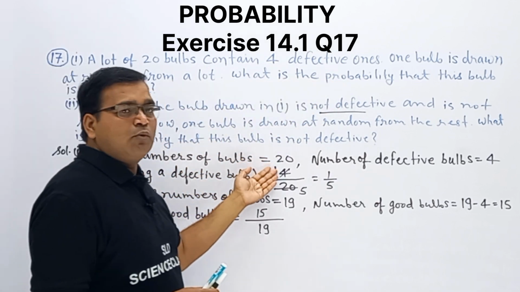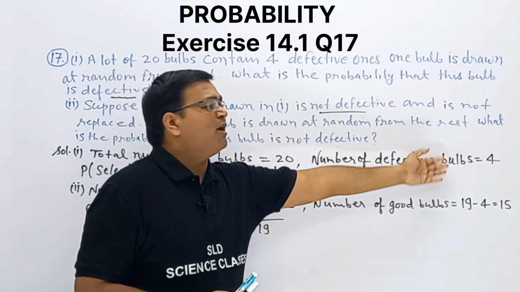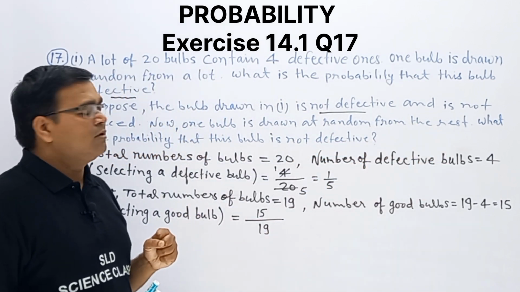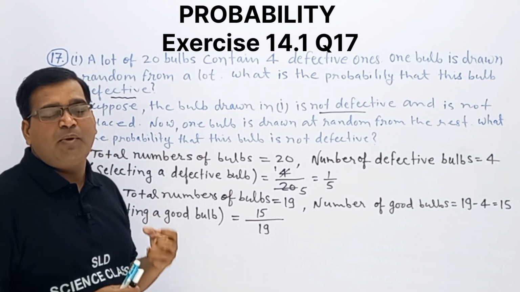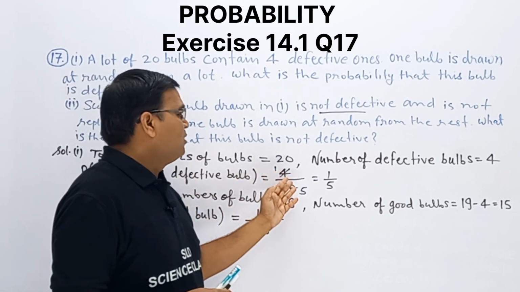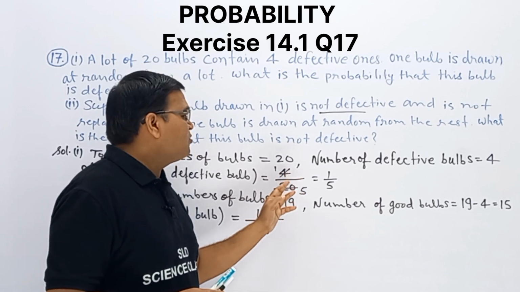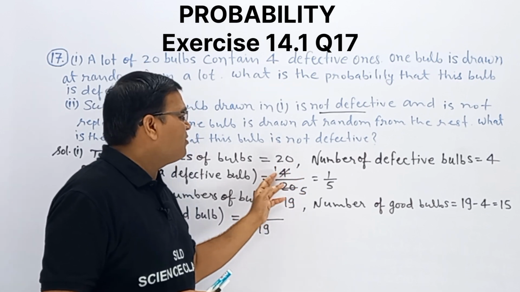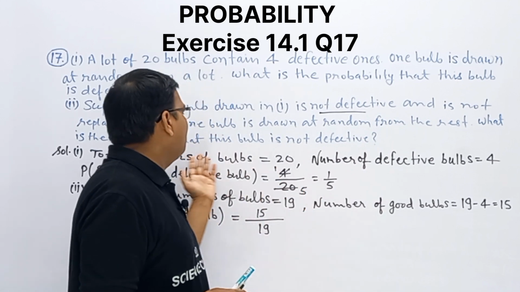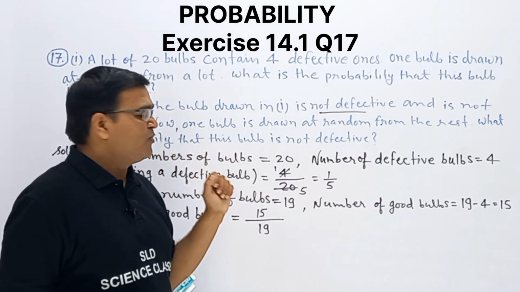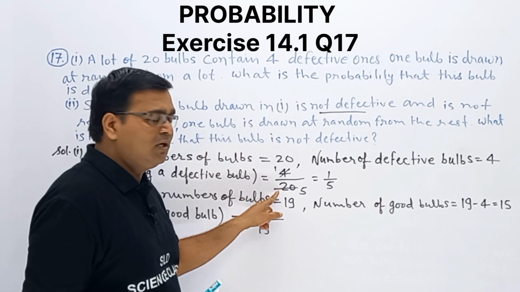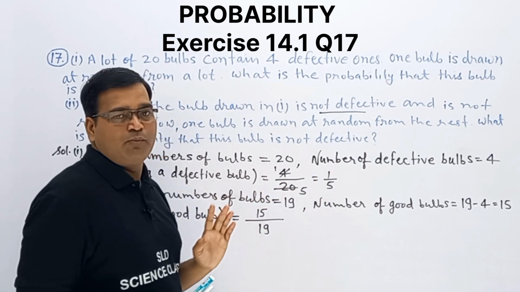Total bulbs we are having 20. Number of defective bulbs we are having 4. From the lot we are what? Selecting a defective bulb. It means probability of selecting a defective bulb will be what? Number of favorable outcomes divided of total possible outcomes. Number of favorable outcomes will be what? Number of defective bulbs divided of total possible outcomes will be what? Total number of the bulbs. So number of favorable outcomes will be what? 4. 4 divided of 20. Once we solve, we are getting 1/5.